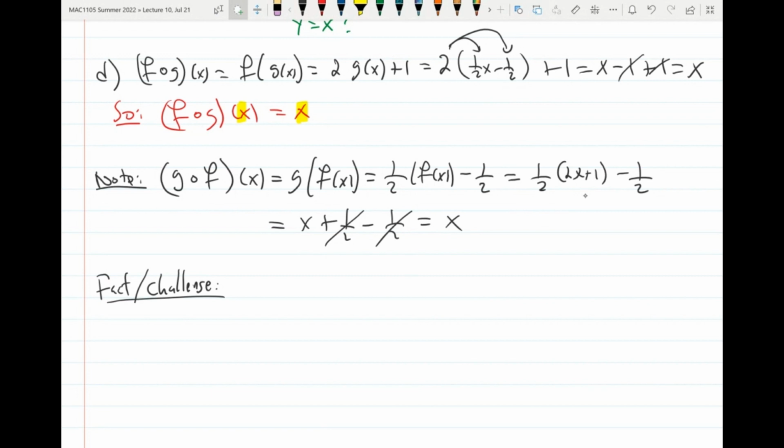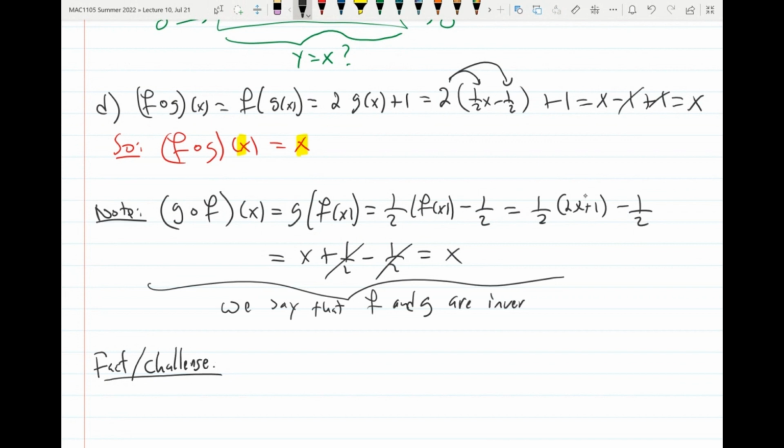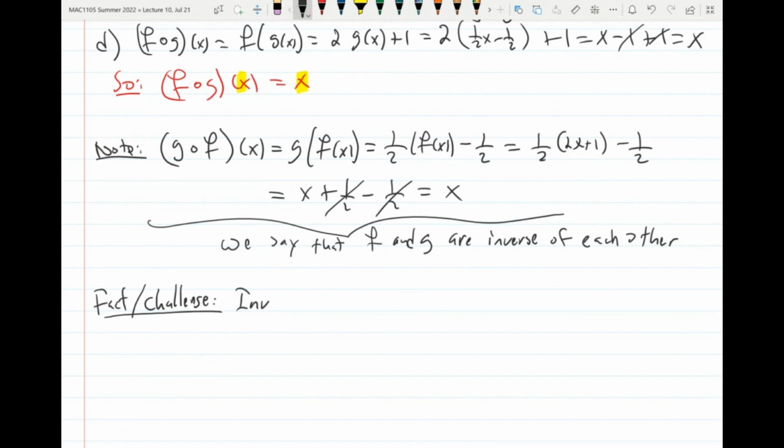Okay? So let me first make a note here. So whenever this happens, so we say that f and g are inverse of each other. Okay? So f and g are inverse of each other, and then the fact and the challenge for you, if you want to try to do it at home, is to show that if a function has an inverse, it can only have one. So the inverse is unique.